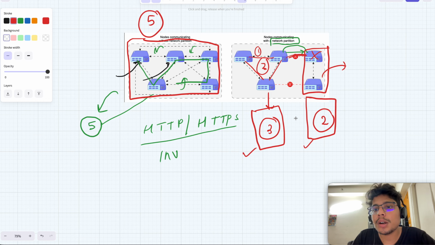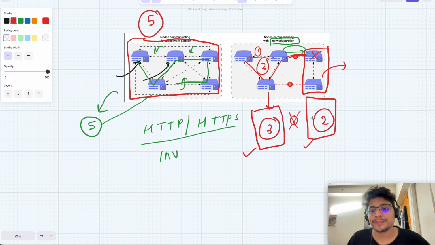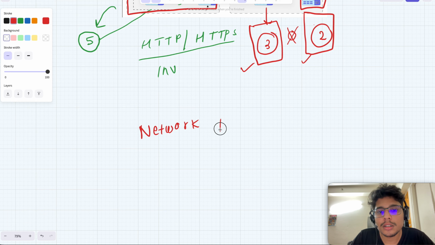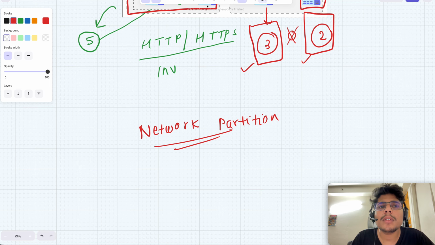Why? Because the network partition arrived and these servers got disconnected from each other. These are the conditions of partition, which is termed a network partition. A condition like network partition is quite common. You never know when this condition will come.